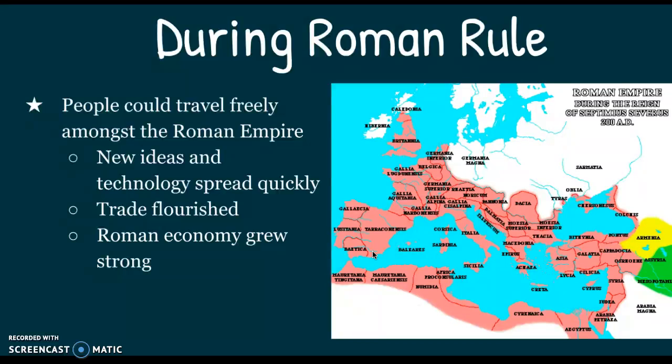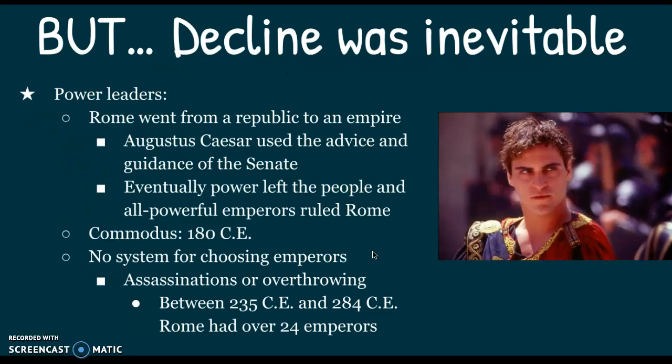So this is like the height. This is why Rome grew so big. Well, when you get so large and you have unstable leadership, downfall or decline is inevitable. So our first reason for downfall is powerful leaders. Rome went from a republic to an empire.